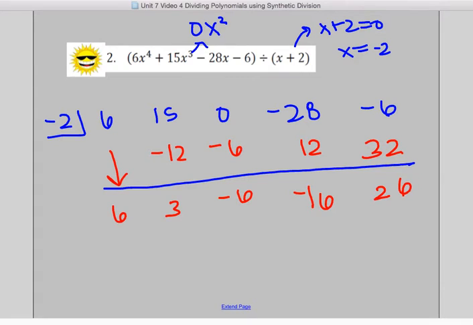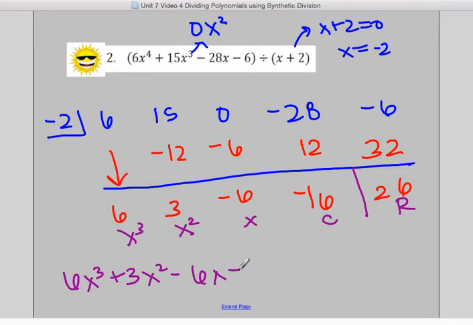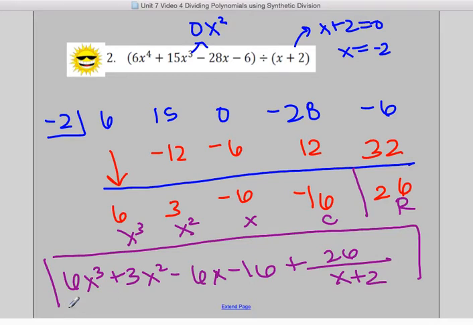Okay, so like I said before, the last one is always your remainder. This is my constant, this is x, and then we just keep counting up. So my final answer for this one is 6x to the third plus 3x squared minus 6x minus 16 plus, we got to add our remainder this time. Remember, it's 26 over what we were dividing by, x plus 2. There it is. There is example 2.